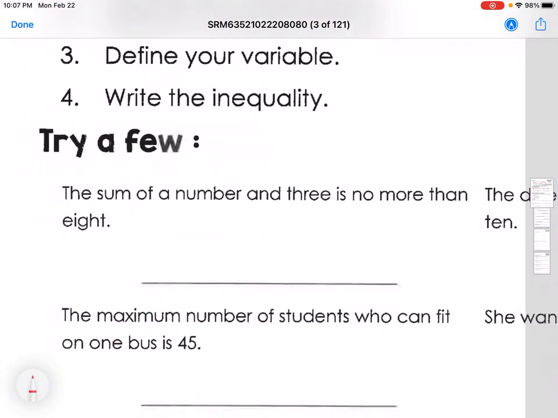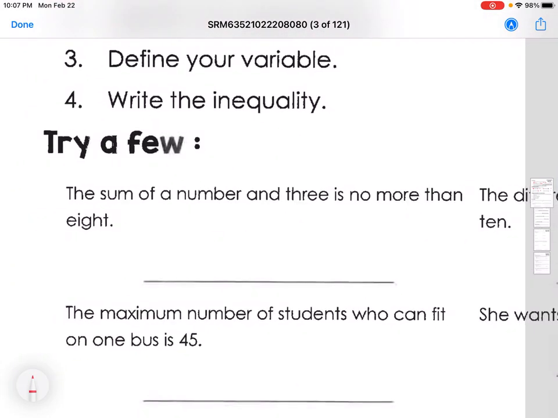So if we have the sum of a number and 3 is no more than 8. First I need to identify keywords that would tell me what symbol I'll be using. The keywords for that would be "no more than." If it's no more than something, then I know it has to be less than or equal to. And then define my operations. Well, I have a word that says "sum" here, which tells me that I'll be using addition. I need to figure out what my variable is. And it says the sum of a number, so I don't know what this number is. So I know that's my variable.